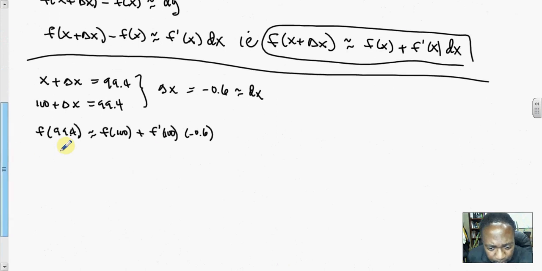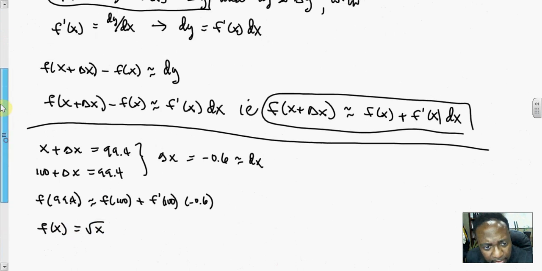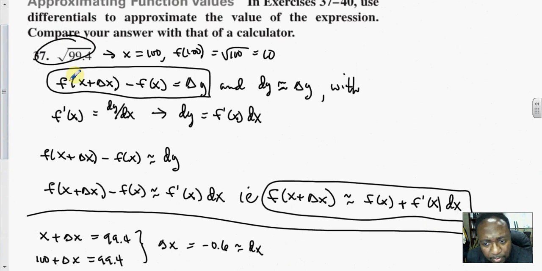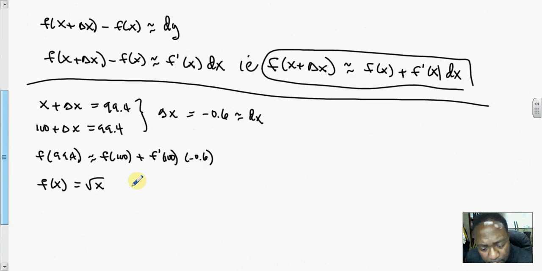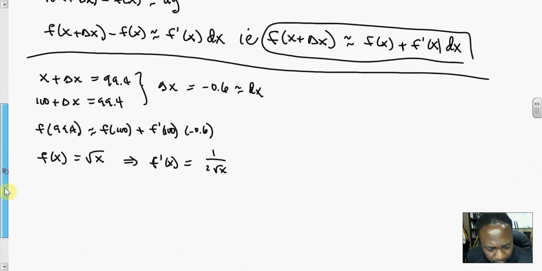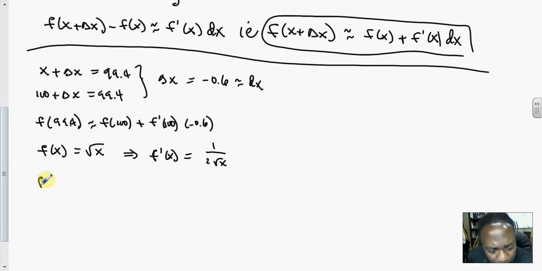All right. The only thing I need in this equation is f prime of x. Well, f of x is the square root of x. That's the form for this problem. So its derivative f prime of x is 1/2 times x to the negative 1/2. Well, that's just 1 over 2 times the square root of x.